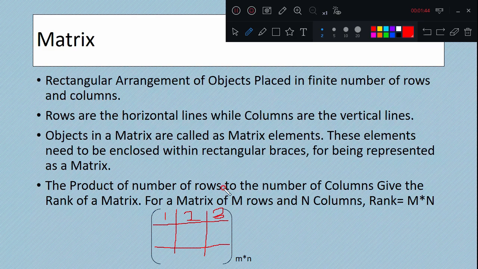Now, the product of the number of rows and the number of columns gives the order of a matrix. Since you can see we have number of rows equal to 3 and number of columns equal to 3, so the order of our matrix is 3 cross 3. The order is also termed as the rank of the matrix. Fine.